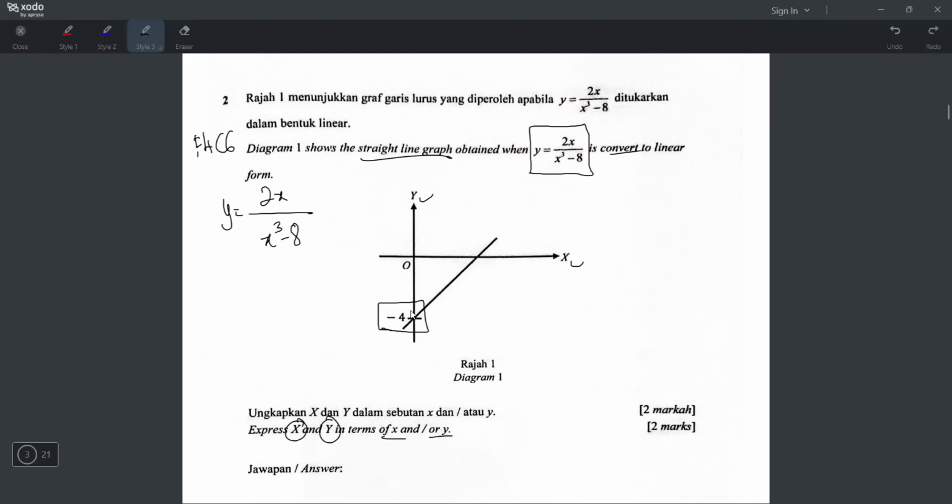Negative 4. So tell me, what is this? This negative 4 is actually the c, the y-intercept of this straight line. And we all know linear form, we always write it in this format, y equals mx plus c. So now we have something to work with. We have a clue now. We know that the c has to be negative 4.